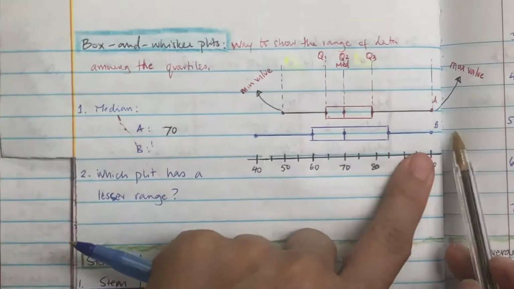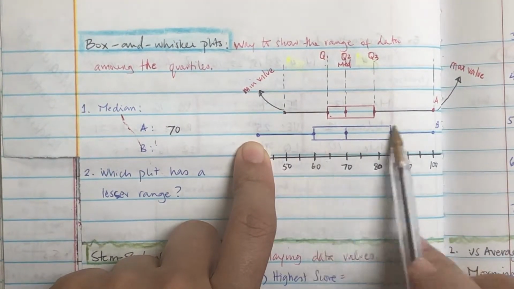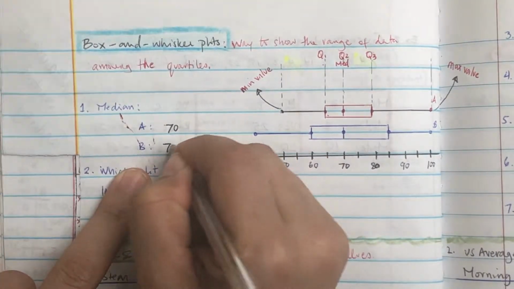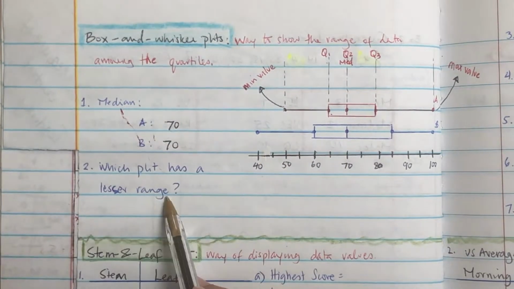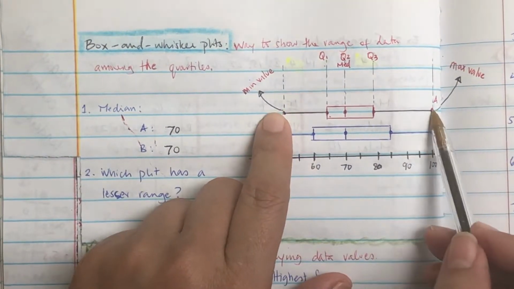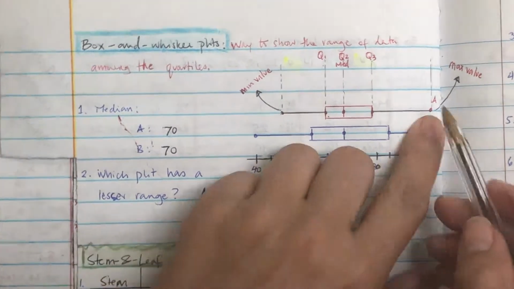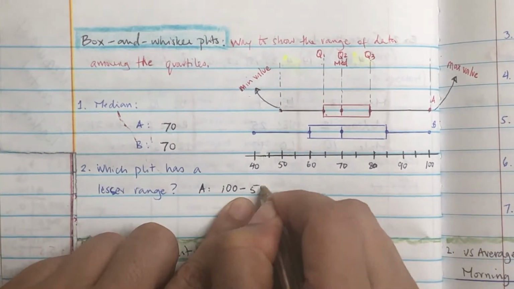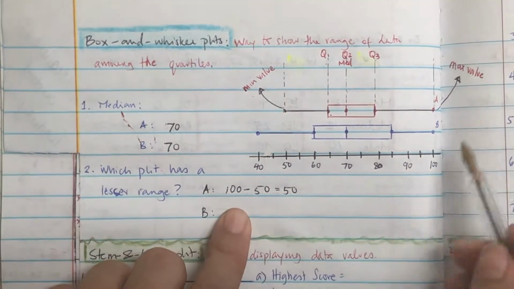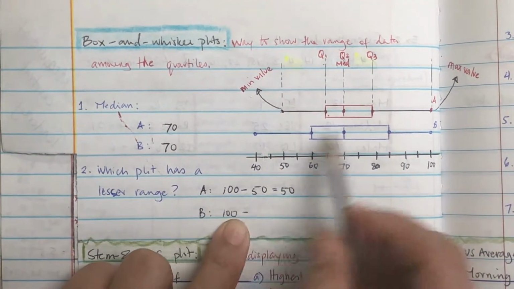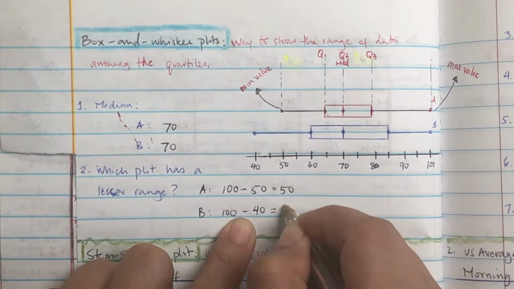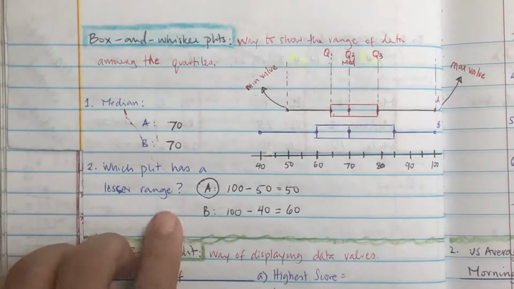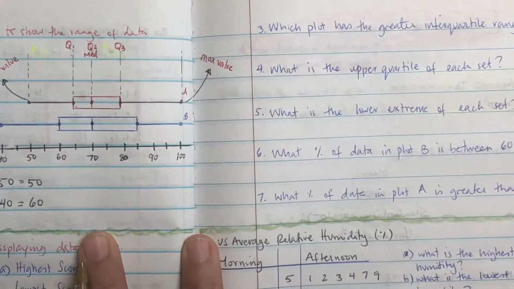All right, so what is the median of A? 7. What's the median of B? You find the middle dot in the box, 7 as well. Which one has a lesser range? How do you find range? Maximum minus minimum. So max of A is 100. Minimum of A is 50. Subtract, you get 50. Of B, the same thing. Max is 100. Minimum is what? 40. You subtract and you get 60. So that's how you read a box and whisker. So the lesser value is A.